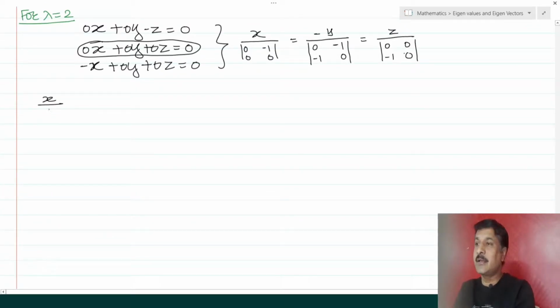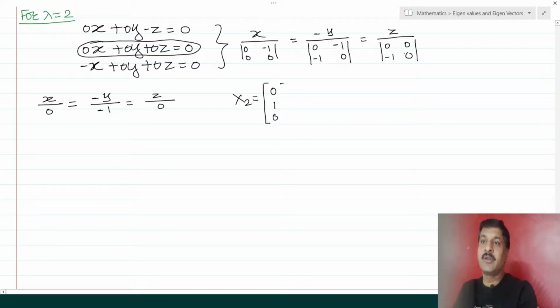x corresponding, that is 0, minus y upon 0 minus 1 and z upon 0 0. So what is x2? If we see here 0, here minus minus plus 1, 0. So I am getting the second vector as 0 1 0. One can write here corresponding to lambda equal to 2.